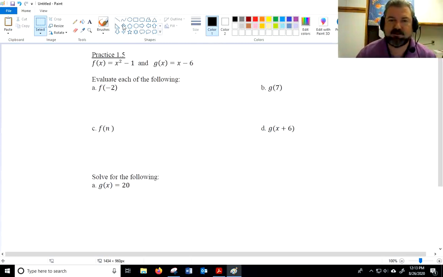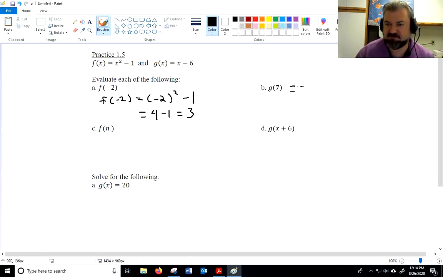All right, let's see how we did. We have f of negative 2. So you should have put negative 2 in everywhere there's an x in f. Notice it has to go in parentheses. Otherwise, the negative wouldn't get squared. The entire x is squared, and x is negative 2. So that's 4 minus 1, which is 3.